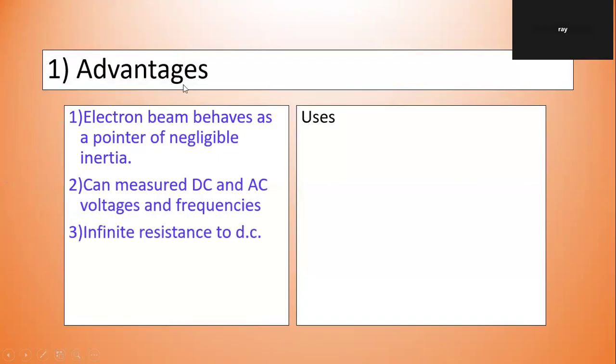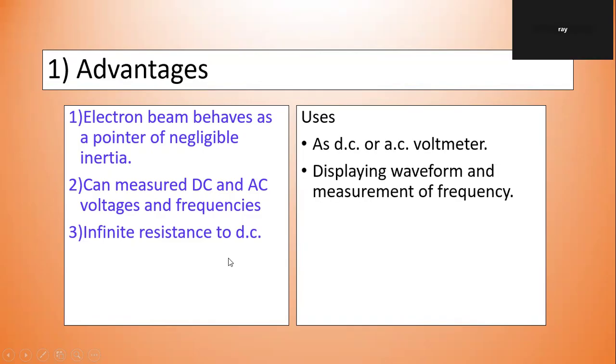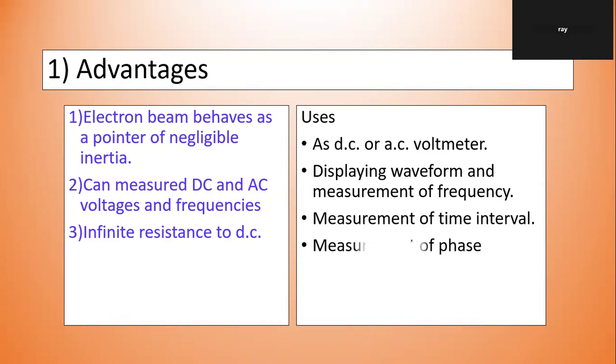Don't worry about the advantages, it's for your info. The electron beam behaves as a pointer of negligible inertia. It can measure DC and AC voltages and frequency, with infinite resistance to DC. The uses, which you must know: as a DC or AC voltmeter, display of waveform and measurement of frequency, measurement of time interval, and measurement of phase.